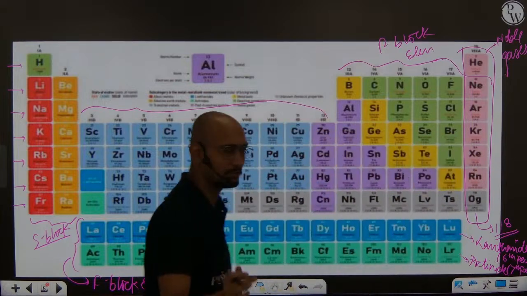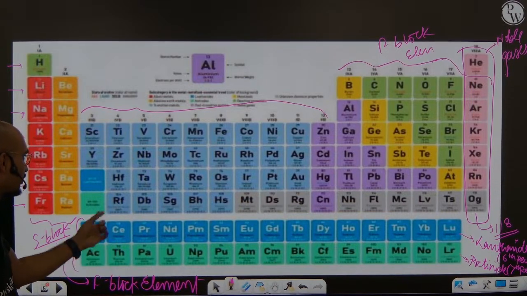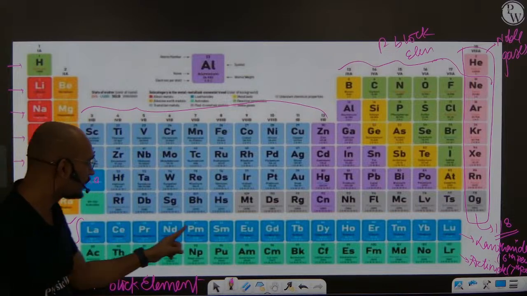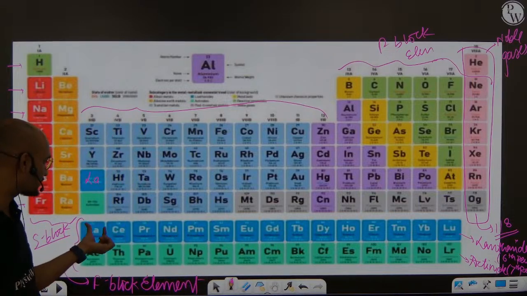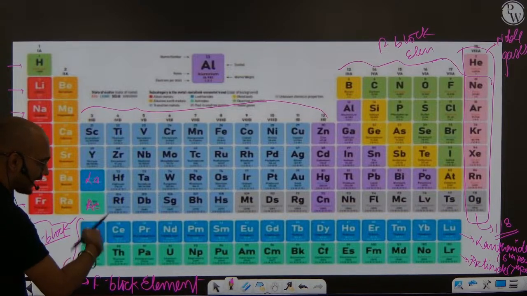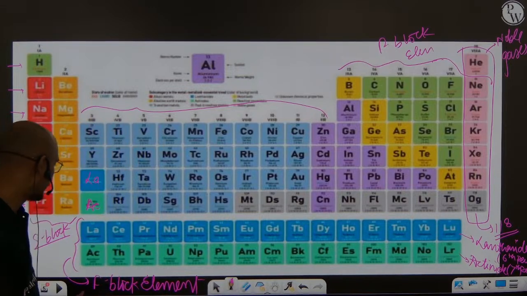I hope it is not a big deal. You all can see that and understand it. Why are they called lanthanoids? Because they start after lanthanum, so they are all lanthanoids, and here, because it starts after actinium, they are all called actinides. Not a big deal. And these are what? F block elements. So I hope you understand what S, P, D, F block elements are.